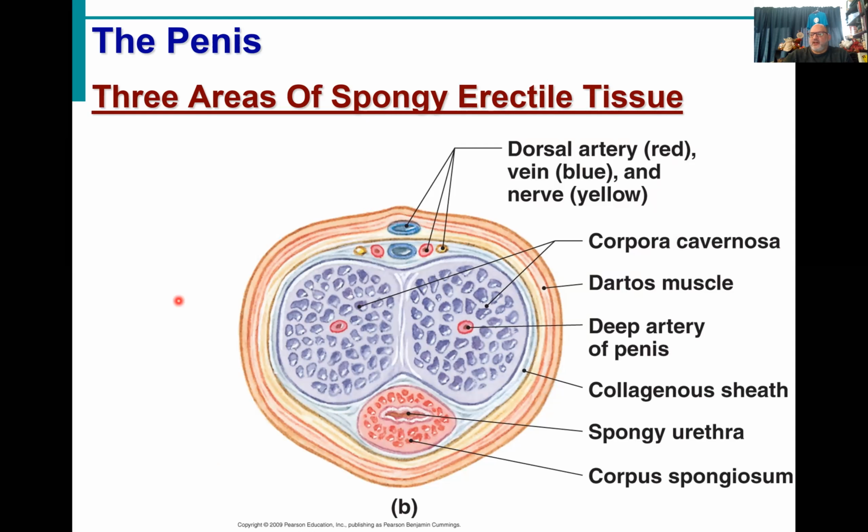This is anatomy and physiology. We're allowed to talk about these types of things. Why do you think that it is important to have erectile tissue around the urethra?